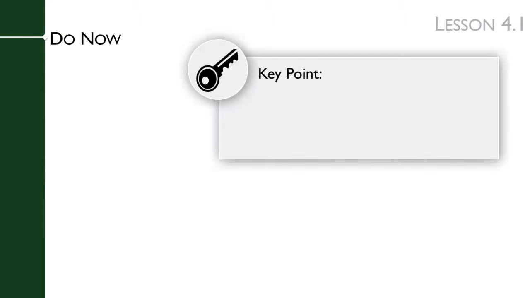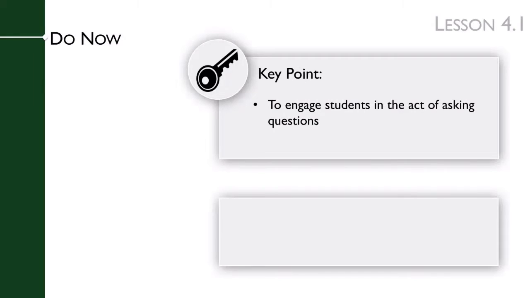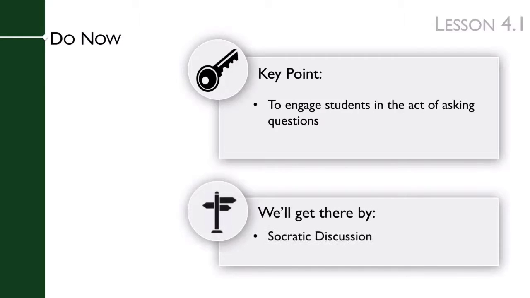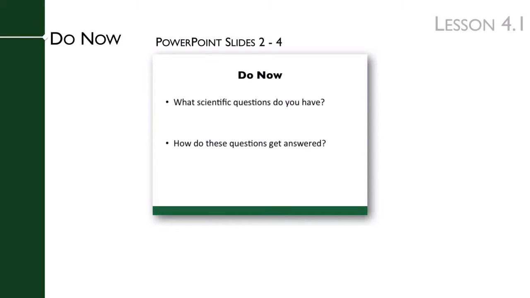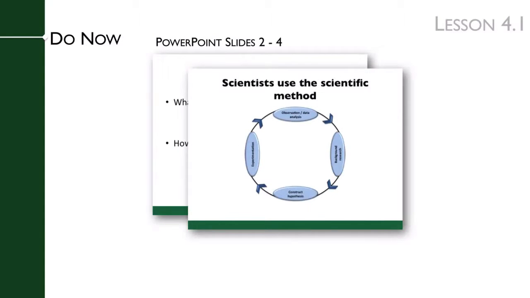The key point of this lesson's do now is to engage students in the act of asking questions. We'll get there by having a brief Socratic discussion with the students and by watching a video clip. The do now opens with some questions for students about questions in science. Students are probably familiar with the scientific method from other classes and should see that asking a good scientific question is key to designing a study.